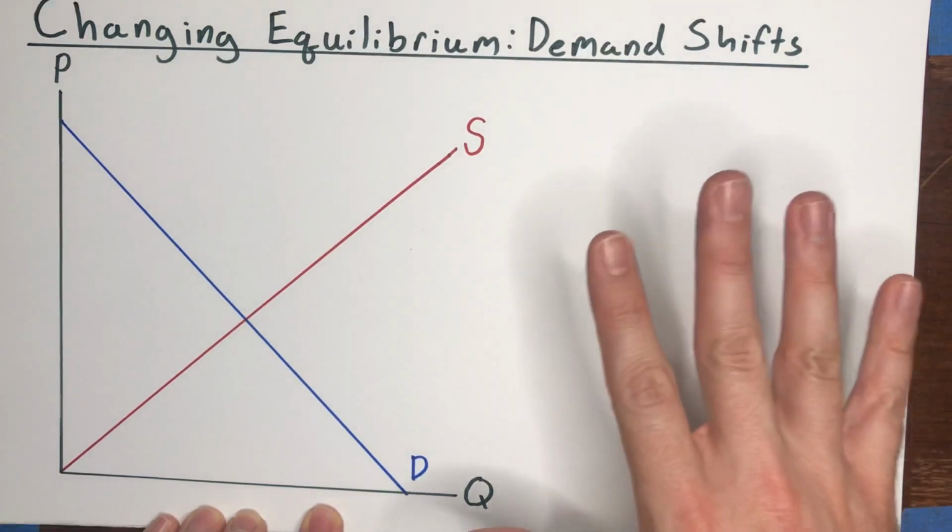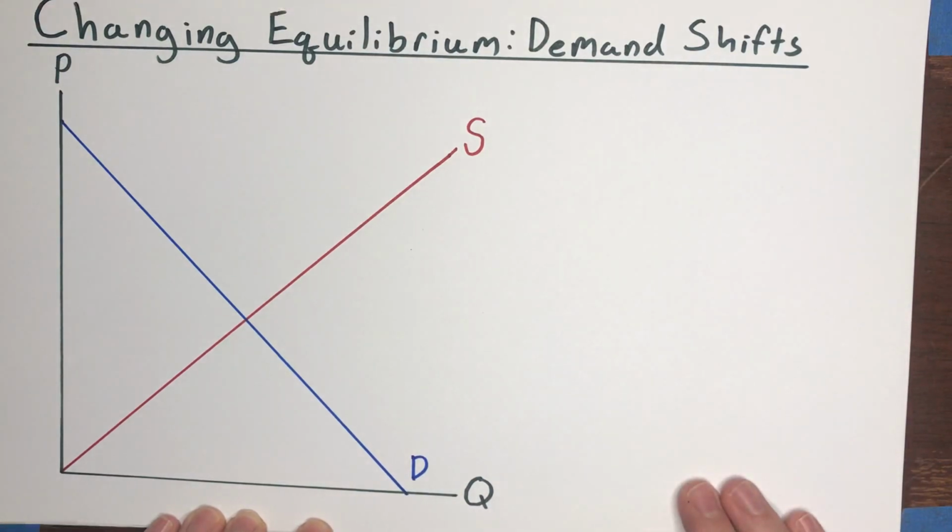So first I'm going to talk about what happens to equilibrium price and quantity when the demand curve shifts. Then we'll talk about what happens when the supply curve shifts, and then we'll consider simultaneous shifts in supply and demand. All right, so beginning with demand shifts.